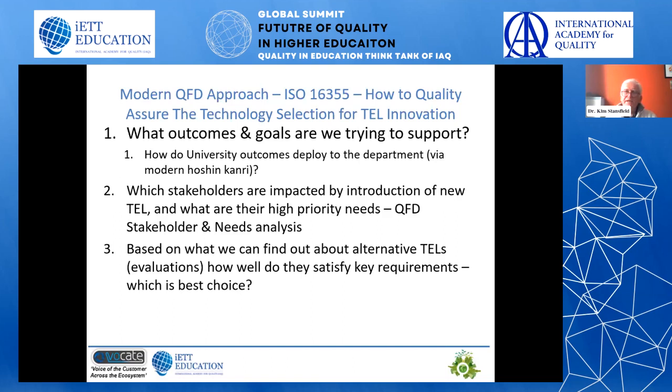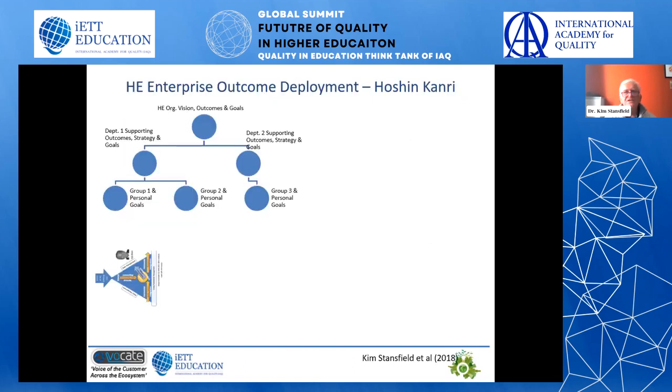So, a very quick example of how QFD can help you with understanding stakeholders and needs. And then, what we found out from evaluations, how will they satisfy the key requirements of those stakeholders? So looking at the deployment from on high, HE organization, vision and outcomes, deploying down into different departments. This is very much the Hoshin Kanri model.